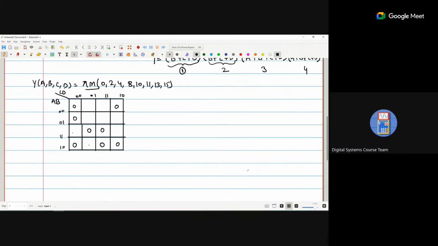How many groups are created? So one group of corners, one this group, one this group, and one this group. So the corner I am taking is group 1. This is group 2, group 3, and group 4.